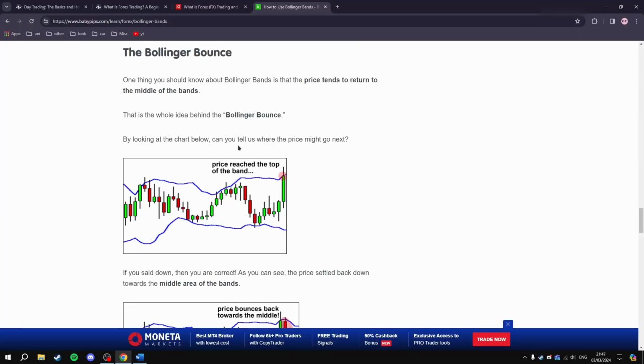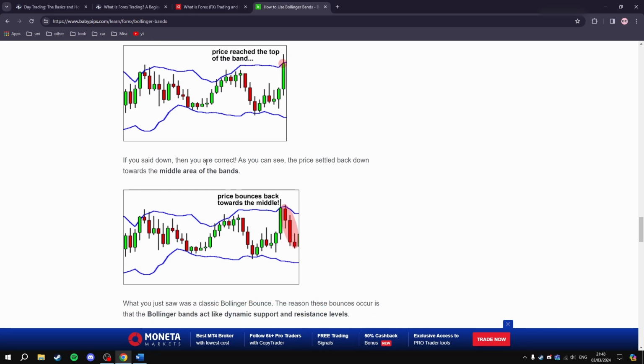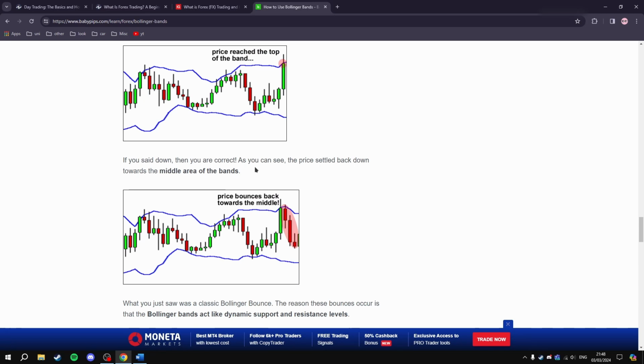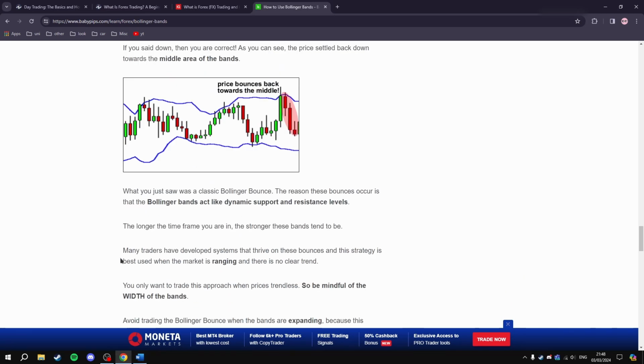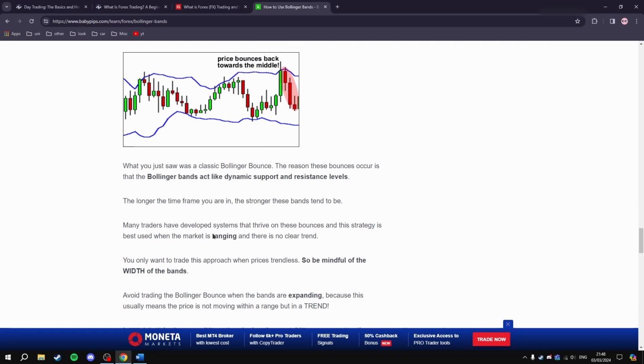By looking at the chart below, can you tell us where the price might go next? So it should go like here, right? Somewhere around here. Yeah. If you said down, then you're correct. As you can see, the price settled back down towards the middle area of the bands. What you just saw was a classic Bollinger bounce. The reason these bounces occur is that the Bollinger Bands act like dynamic support and resistance levels.